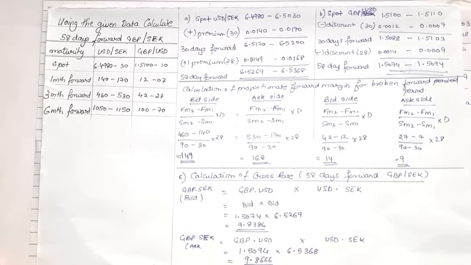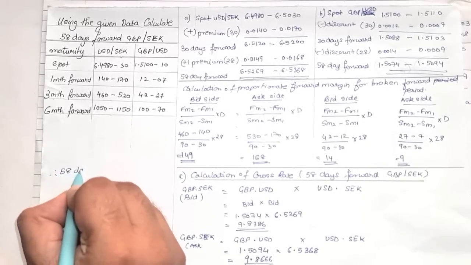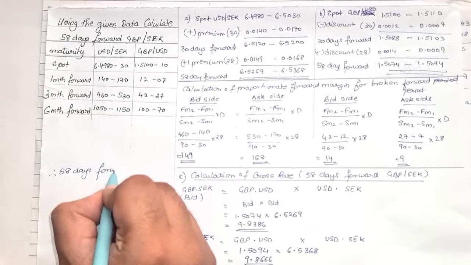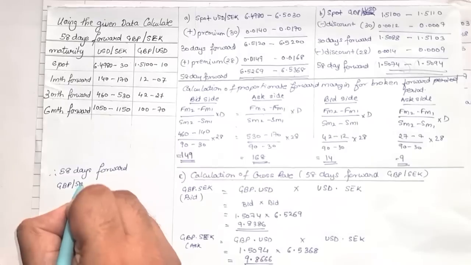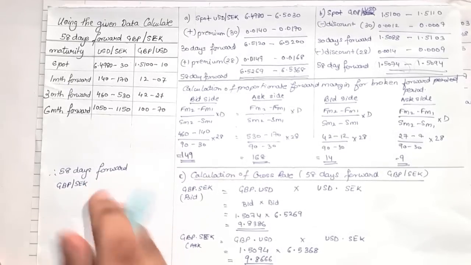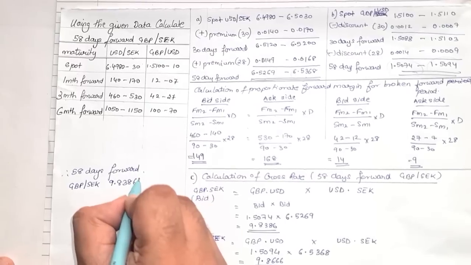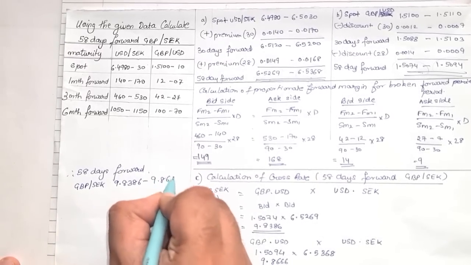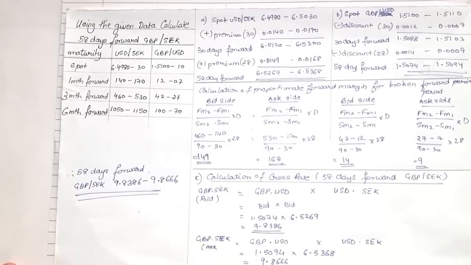So my final conclusion, I can write as, therefore 58 days forward GBP to SEK is, the bid rate was 9.8386 dash 9.8666. That's my final answer. So this is how you'll have to solve the sum when they have given you to find the cross rate along with broken forward maturity period.